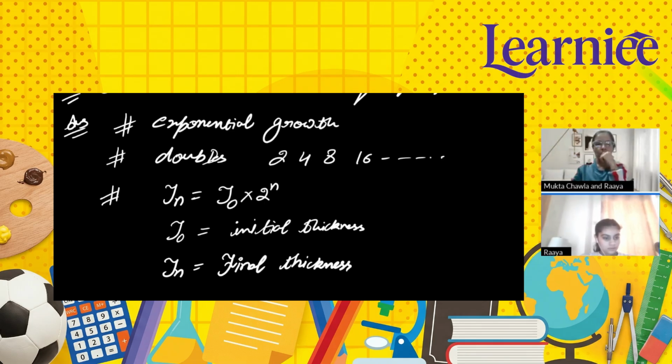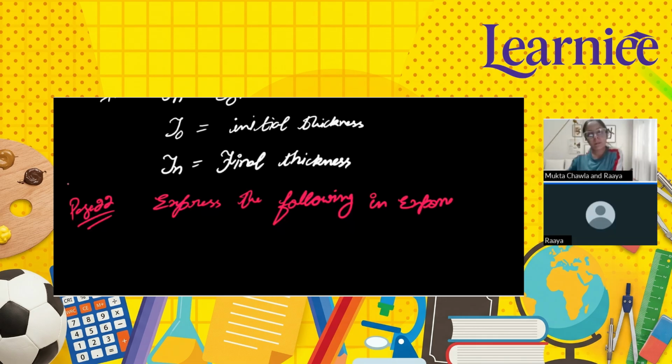Have you understood this base 2? Because whenever you will be folding the paper, the value will be doubled, or the thickness will get doubled, right? In exponential form, you have to express it, right?